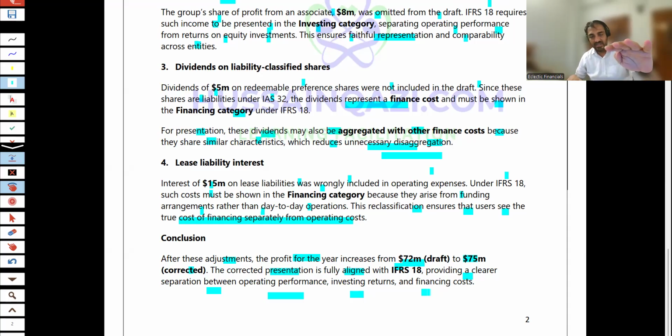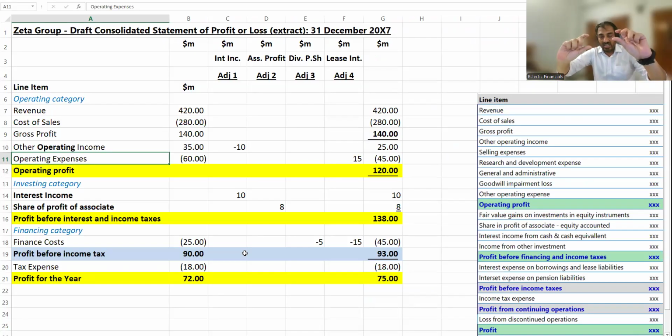This draft is missing a point about the subtotals. You have to mention the subtotals as well. Make a heading about the missing subtotals. Make a reference to IFRS 18 about the compulsory subtotals for operating profit, profit before interest and income tax, and profit for the year, where this question missed operating profit and profit before interest and income tax.